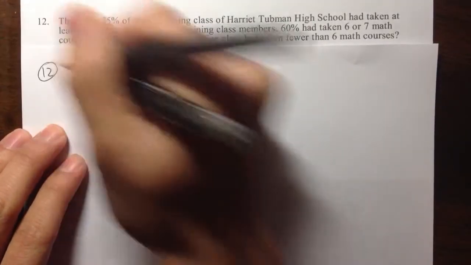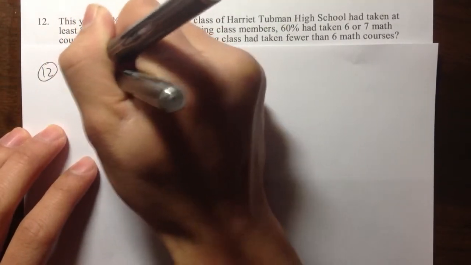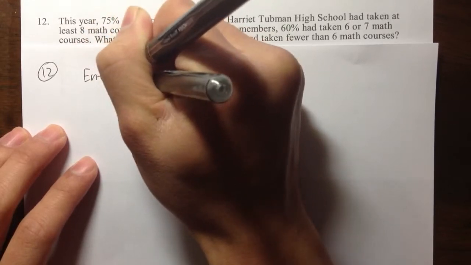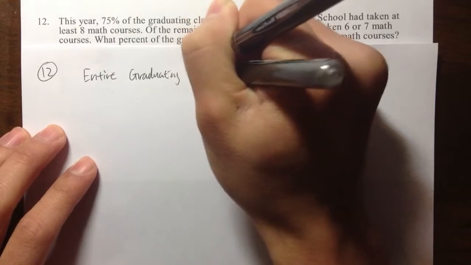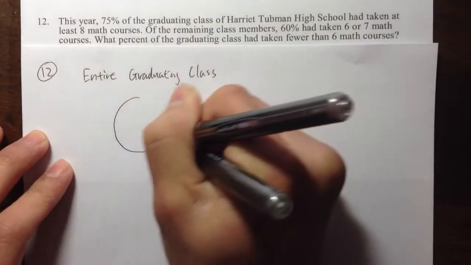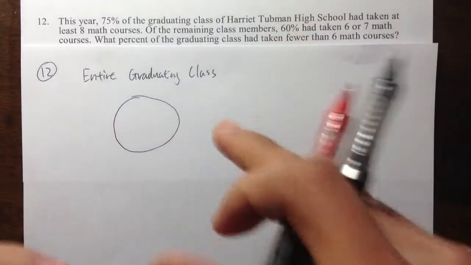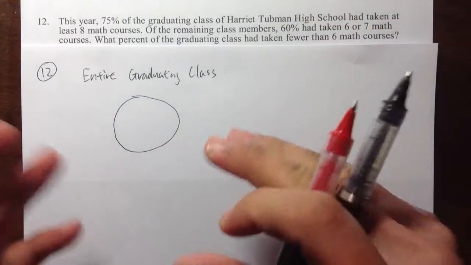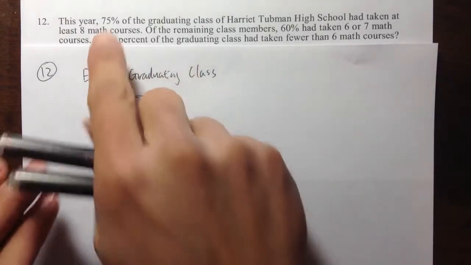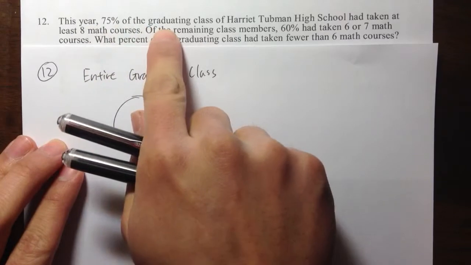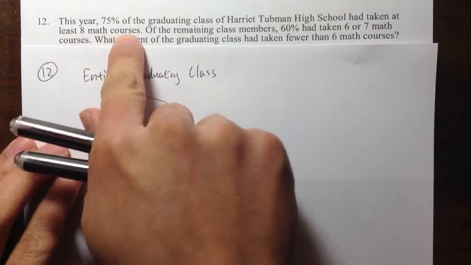explanation right here. So we have a graduating class, right? So let me write this as my entire graduating class. So again, I will draw a picture. Whenever we're dealing with percentages, we can always draw a picture and then just cut it into some pieces, and we can say this is about some percent. Okay, and then it says that 75% of the graduating class had taken at least 8 math courses.